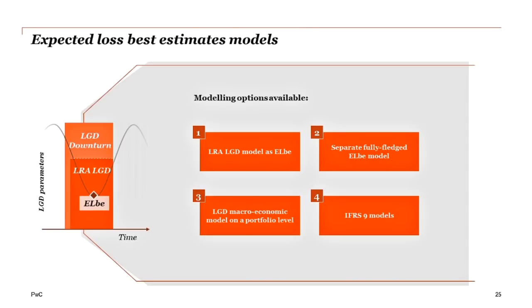Currently, we see four options to derive expected loss best estimate. The first one is the most simple. Your expected loss best estimate equals LRA LGD. Second one is a separate, fully fledged expected loss best estimate model. The third one is the option for banks with lack of data, LGD macroeconomic model on a portfolio level or on a calibrating segment level. And option number 4, the trickiest one, is the use of IFRS 9 model.